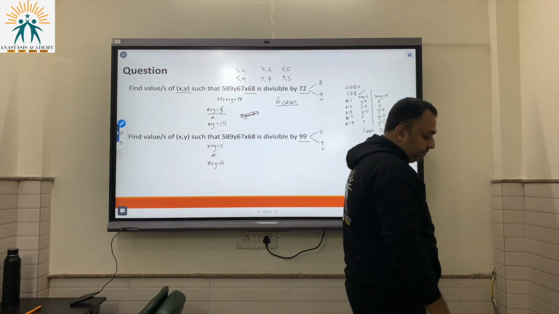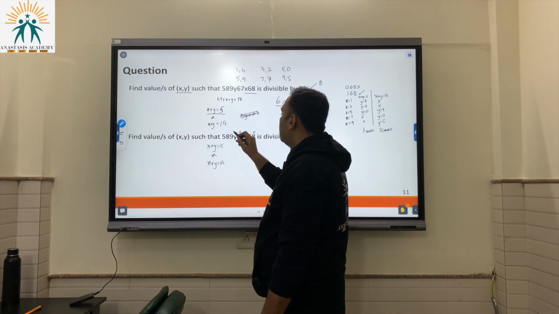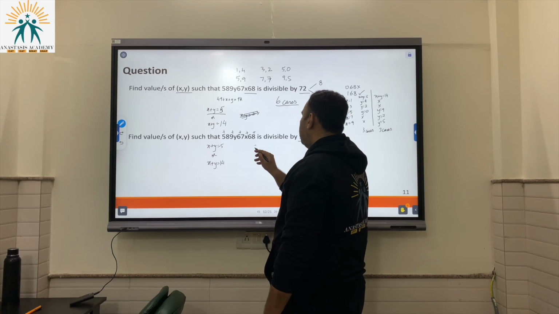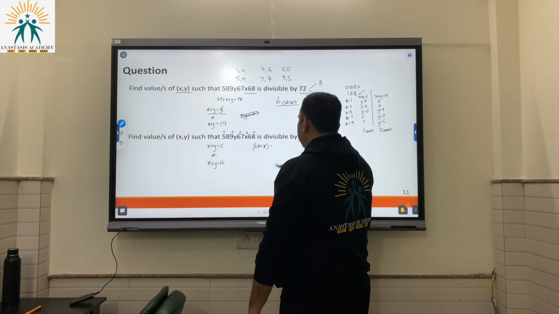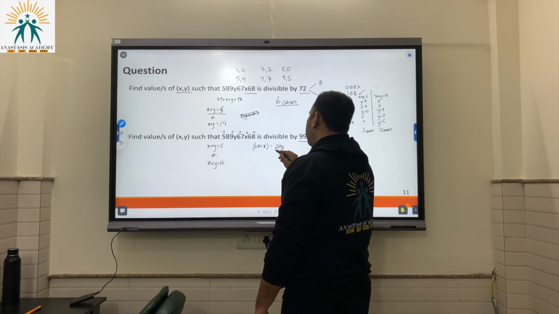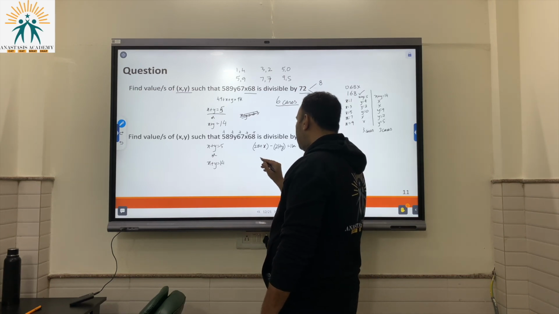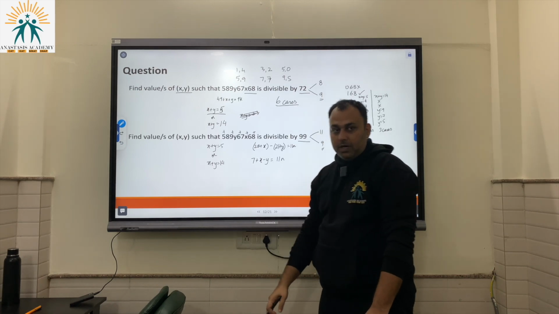Now we need remainder with 11. Let us do that. 14 plus 6, 20, 28 plus x minus 6 plus 7, 13, 13 plus 8, 21. 15 has to be some multiple of 11. Okay, so we get to x minus y is 7 plus x minus y is equal to some multiple of 11.